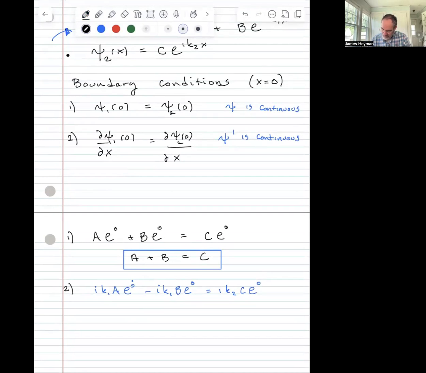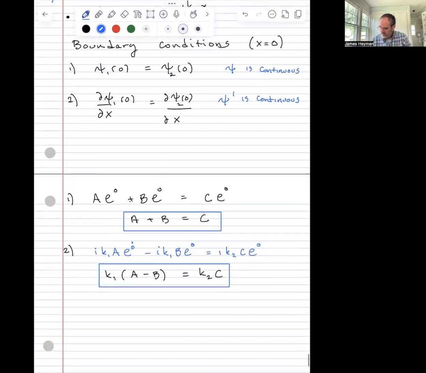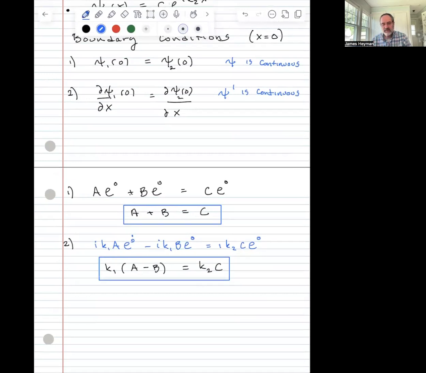Simplifying this, we find that k1 times (A minus B) is equal to k2 times C. Okay? That's our second equation. All right? And now what we're going to do is to solve these two equations simultaneously to find B and C in terms of A. Okay? Here, let's do this.